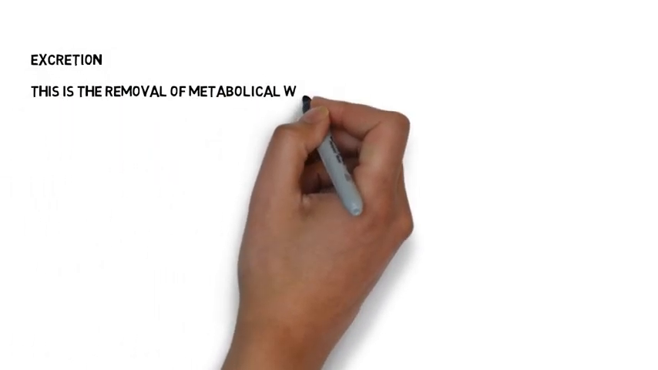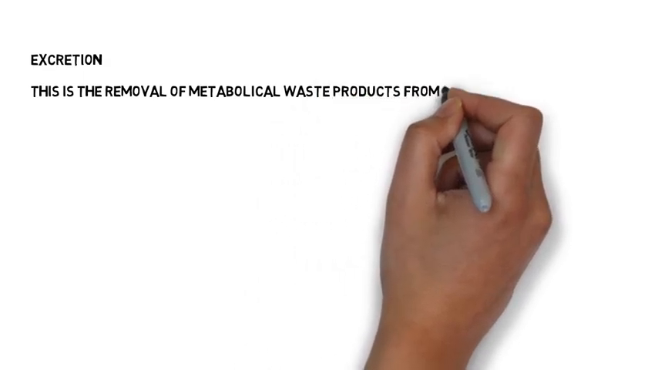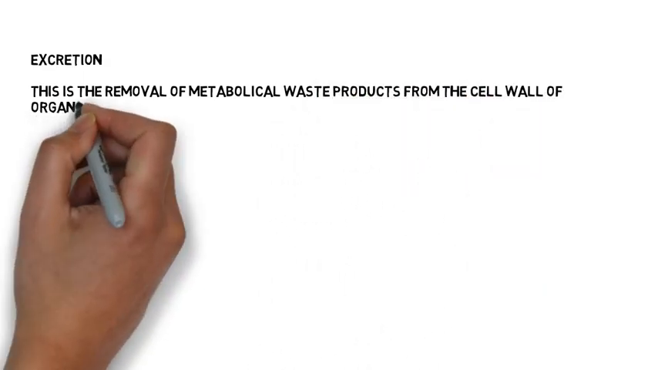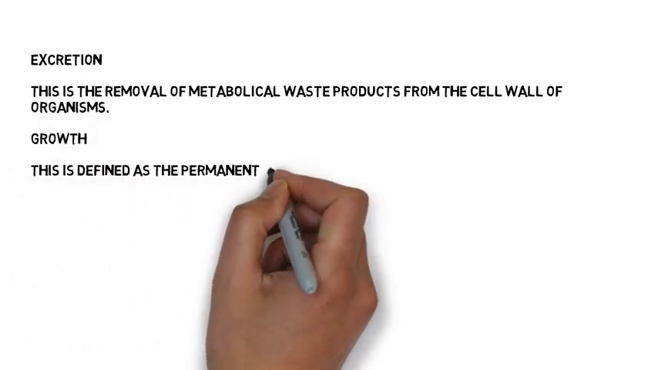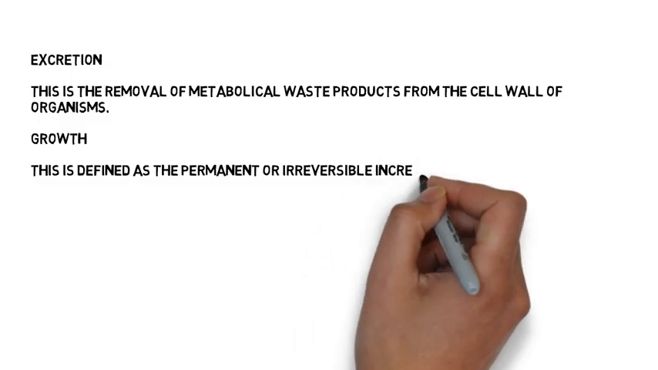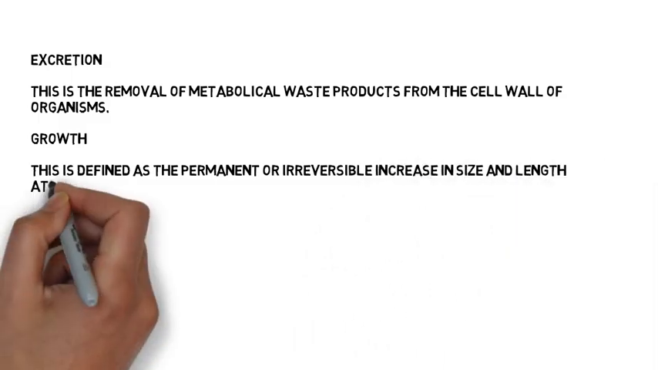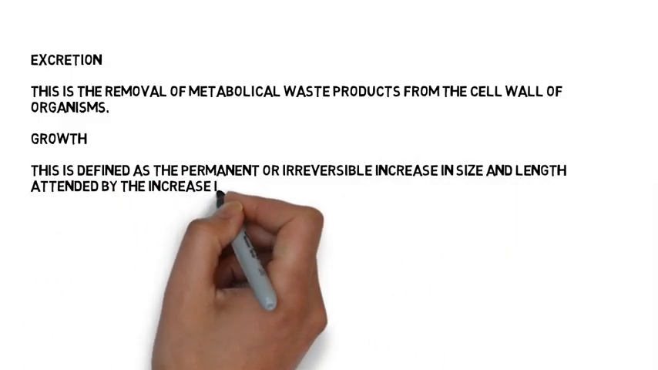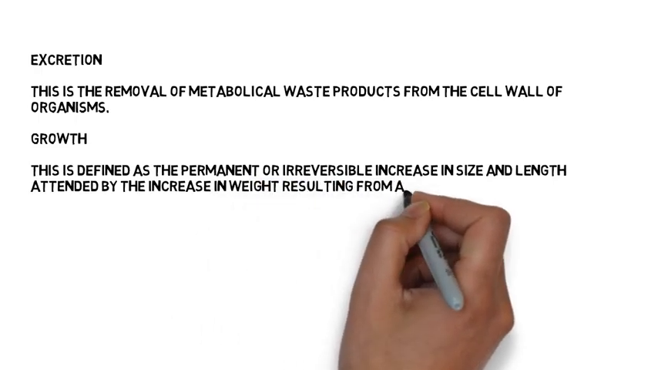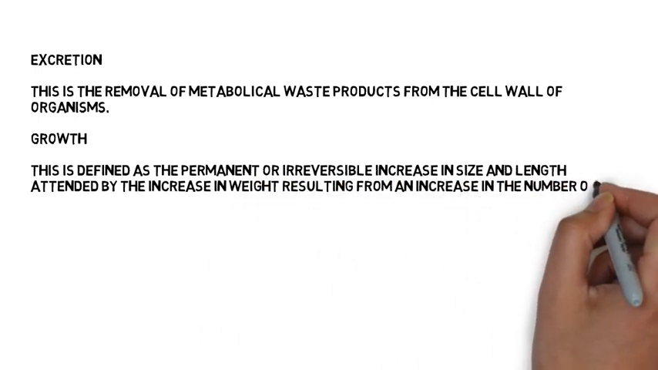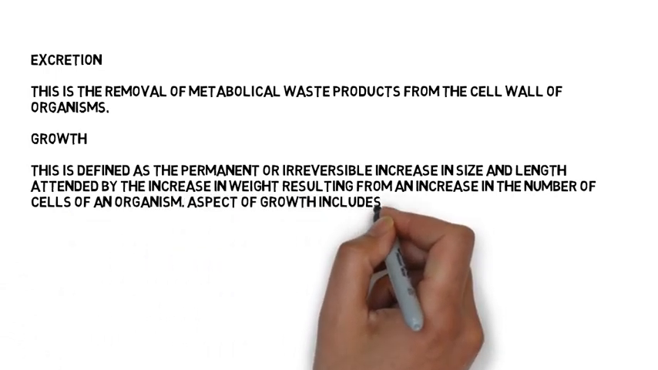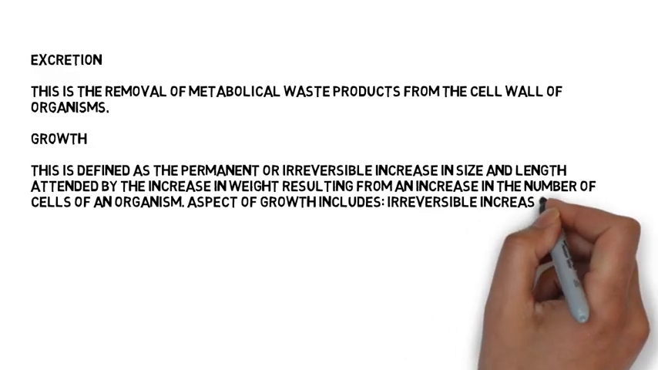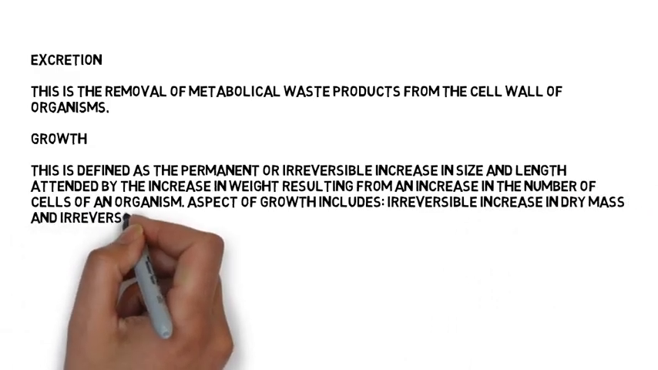3. Excretion. This is the removal of metabolic waste products from the cell of organisms. 4. Growth. This is defined as the permanent or irreversible increase in size and length attended by the increase in weight resulting from an increase in the number of cells of an organism. Aspects of growth include irreversible increase in dry mass and irreversible increase in the number of cells.